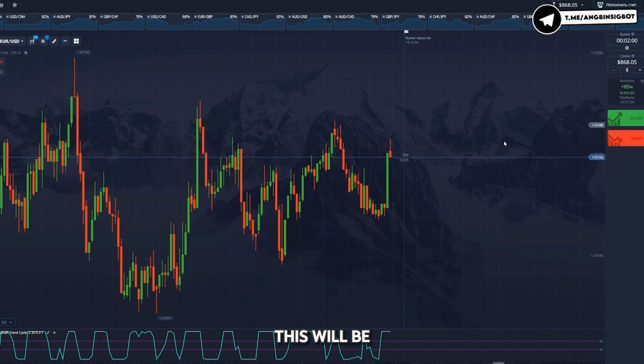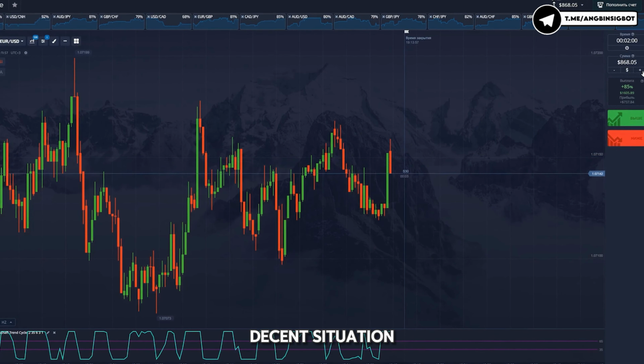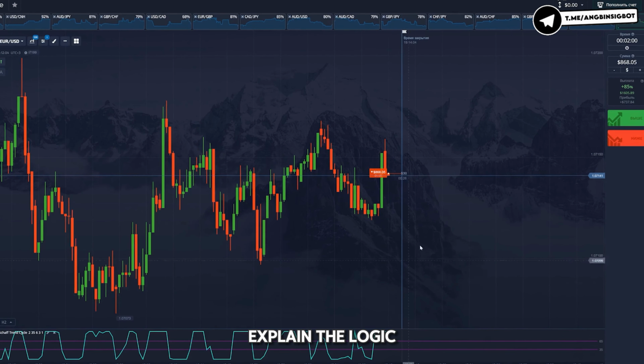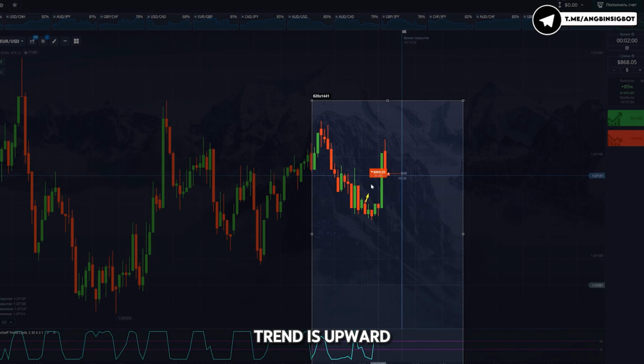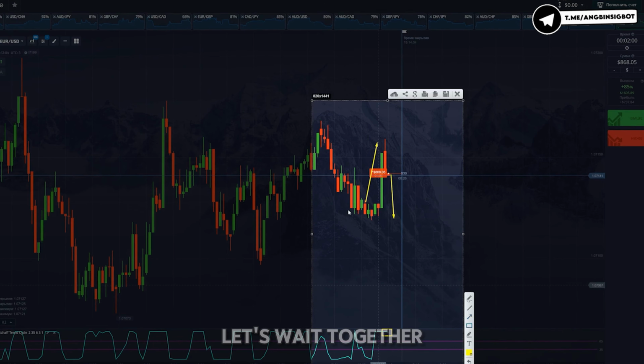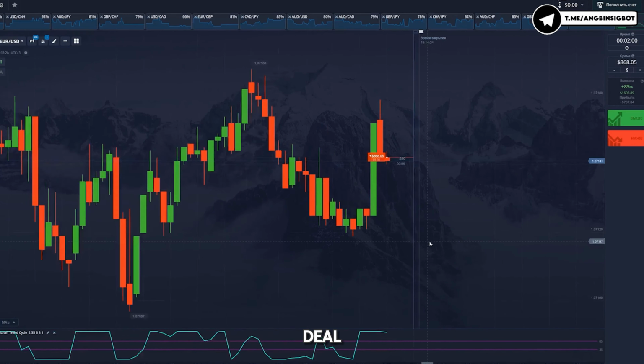Alright, I think this will be the final deal. I found a decent situation. I'm waiting for the candle to close and I'm entering the trade with all my funds. Let me quickly explain the logic of entry. The short-term trend is upward. The basement indicator gave a questionable signal, but I think the price will go down to this support zone. Let's wait together for the result of the final deal.